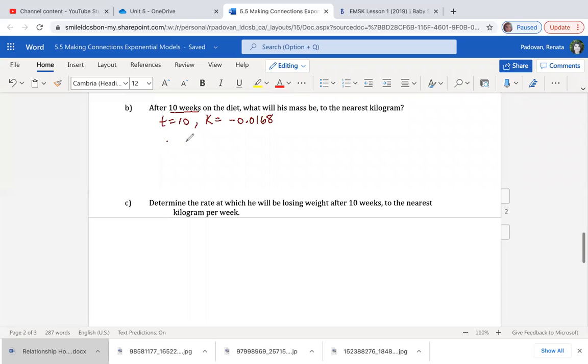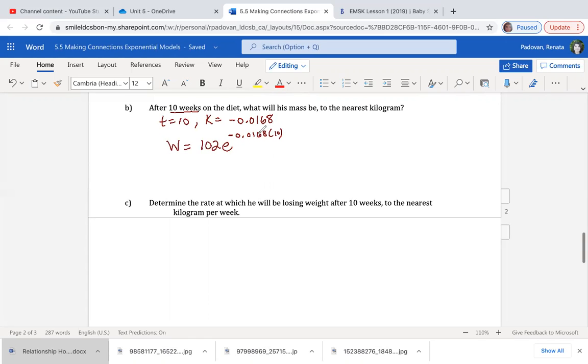And so plug that into my formula. My formula is W equals W naught, and W naught is always 102. 102 multiplied by e to the power of negative 0.0168 multiplied by 10, or you could have the 10 first, it doesn't matter. And these are all numbers. e is 2.72, but don't use that. Use the actual value of e.